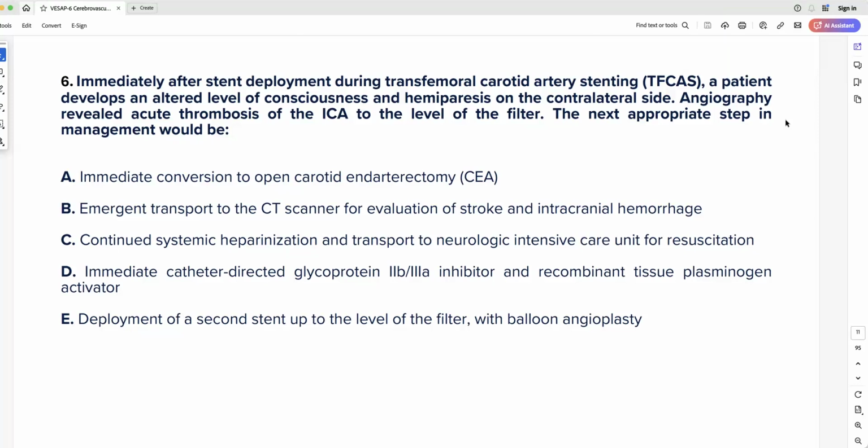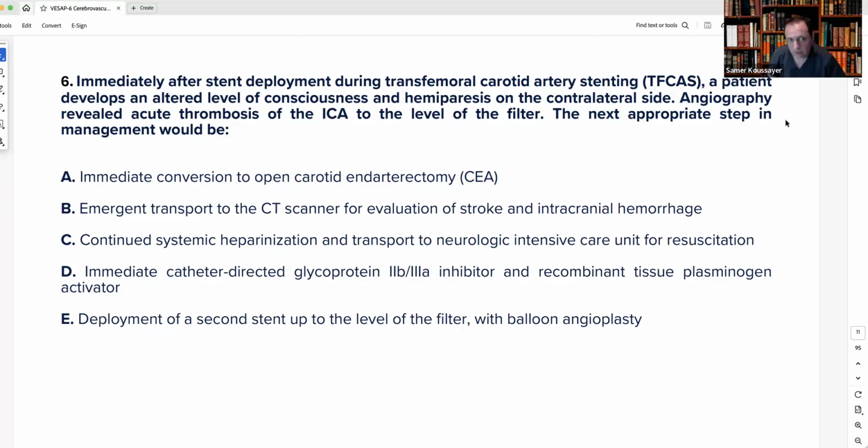So what do you do? First, what's the pathology? The first thing you have to think about is whether the filter is full of thrombus or atheroma. This is the first thing we think about. Second could be dissection, which is not common, but could happen. The third thing you think about is thrombosis.